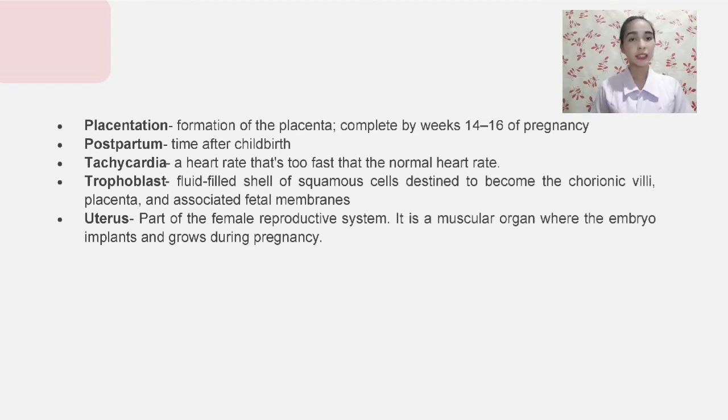Postpartum. It is a time after childbirth. Tachycardia. A heart rate that's too fast than the normal heart rate. Trophoblast. A fluid-filled shell of squamous cells destined to become the chorionic villi, placenta, and associated fetal membranes. Uterus. Part of the female reproductive system. It is a muscular organ where the embryo implants and grows during pregnancy.